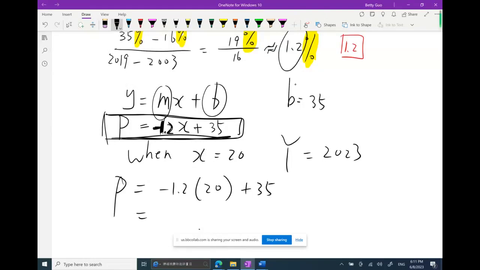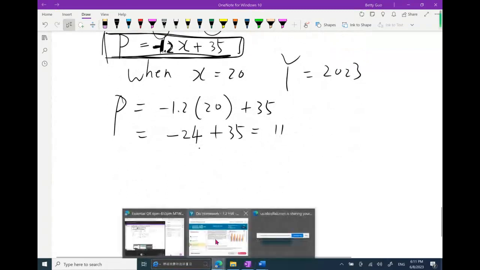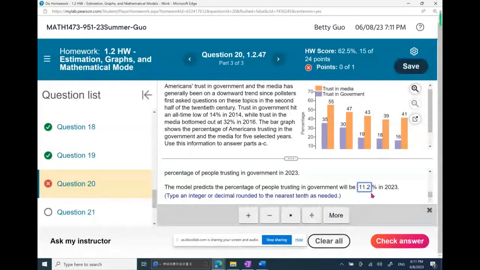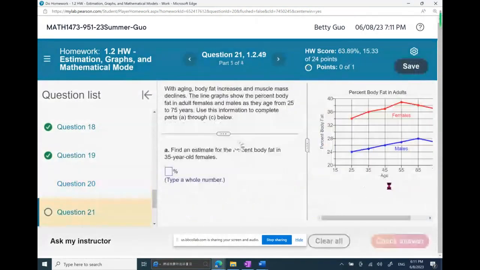Negative 1.2 times 20, that is negative 24, and plus 35, and that is 11, not 11.2. That's what the question wants. To be right this time, yeah.